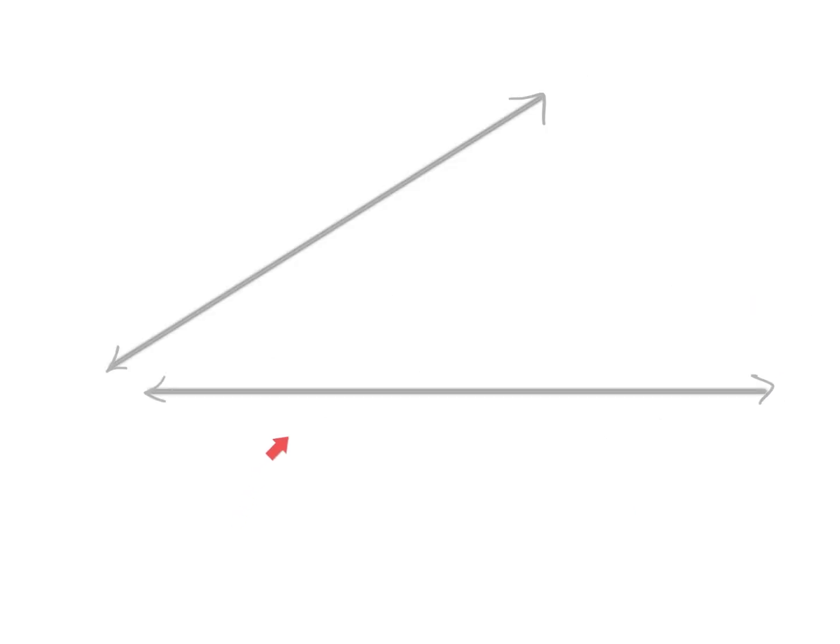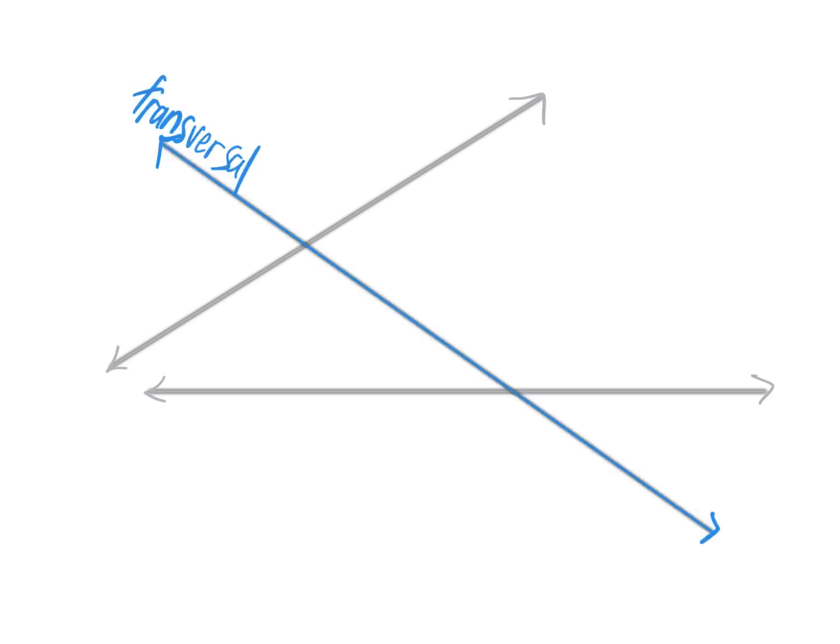Next, we considered the case when there were two lines that were crossed by a third line, and we called this third line a transversal. So again, when two lines are crossed by a third line, then we have 8 angles that are formed, and within this set of 8 angles, we have some new types of angle pairs to identify.